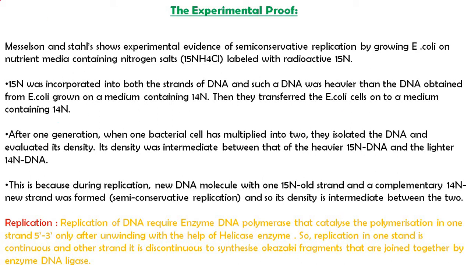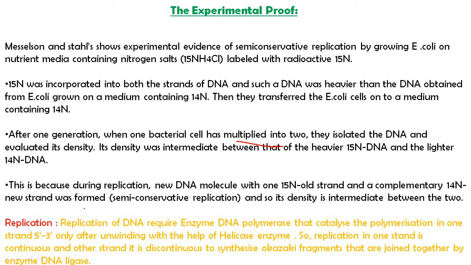After one generation, when one bacterial cell has multiplied into two, they isolated the DNA and evaluated its density. Its density was intermediate between that of the heavier 15N DNA and the lighter 14N DNA. This is because during replication, the new DNA molecule with a 15N old strand and a complementary 14N new strand was formed. Semi-conservative replication, so its density is intermediate between the two.